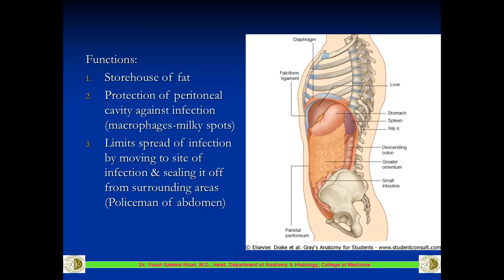One is it stores a huge quantity of fat. The second is protection with the macrophages which are present, and the third function is it actually moves and confines that infection to that particular region. So that's why it is called the policeman of the abdomen.